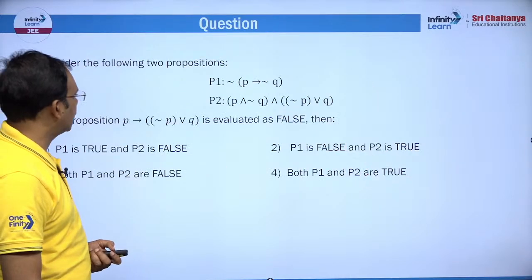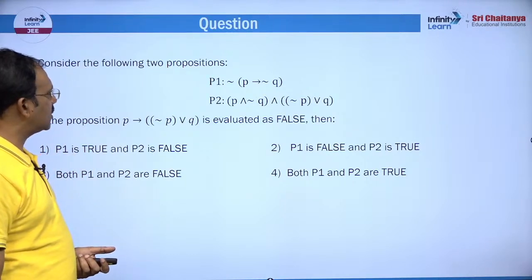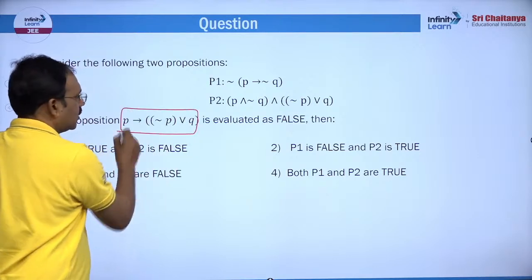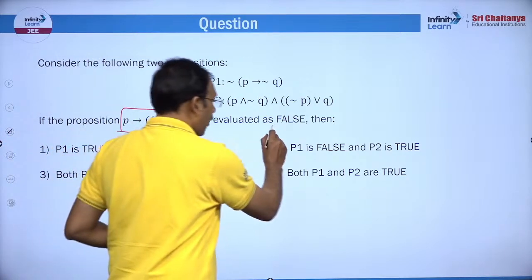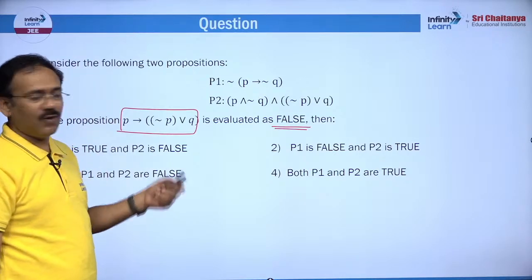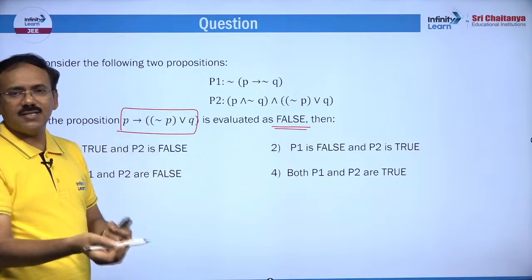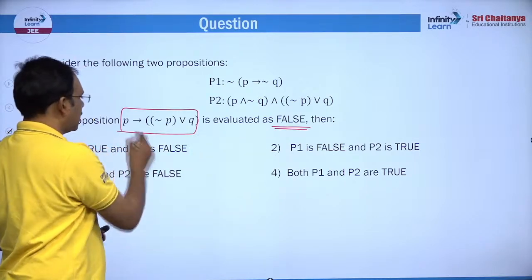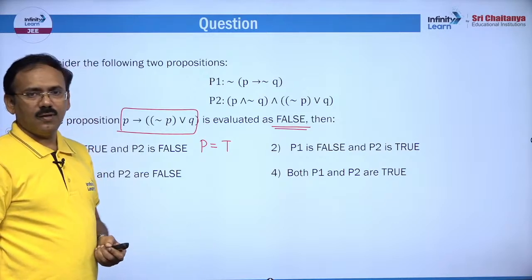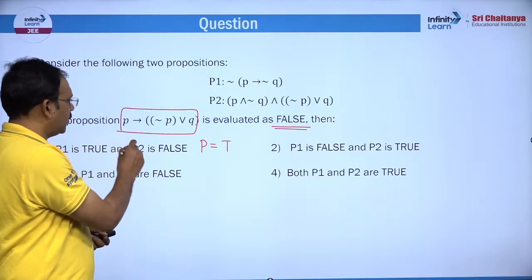Next, dear friends, this is a simple one. Consider the following two propositions P1, P2. If this proposition is equivalent to false, he is asking, that means there may be some specified case where it is false. Because P implies something, false implies any statement is true, but I want false, in the sense P must be true, friends, because if P is false, false implies anything is true. So, P must be true.